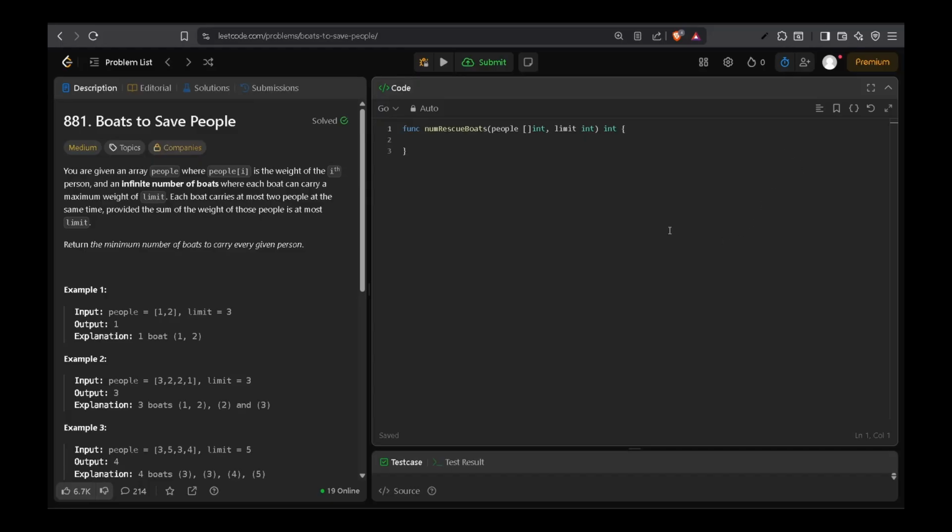Today we are going to be solving another Leetcode question. This time we are solving question number 881, which is marked medium.